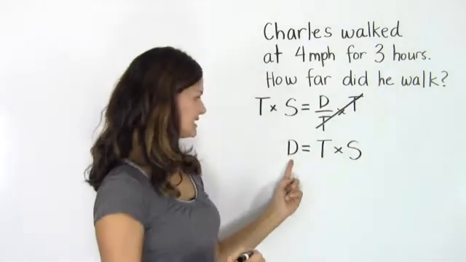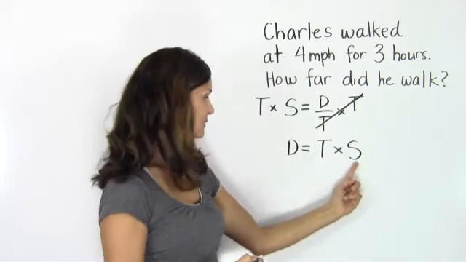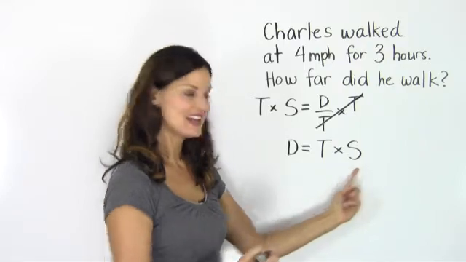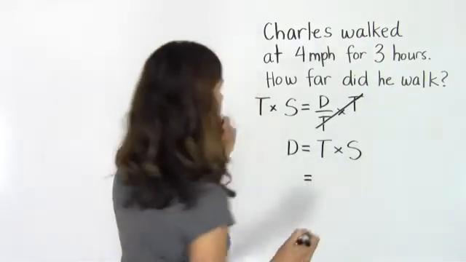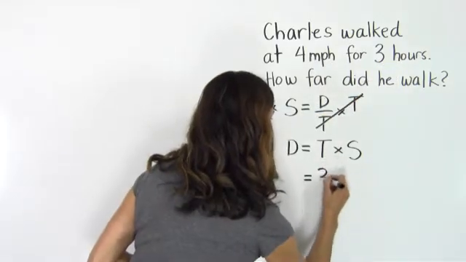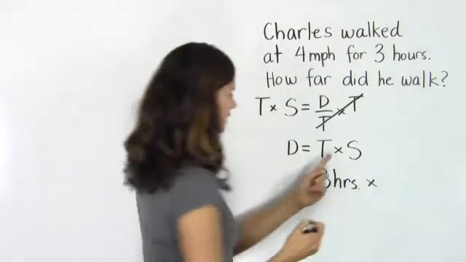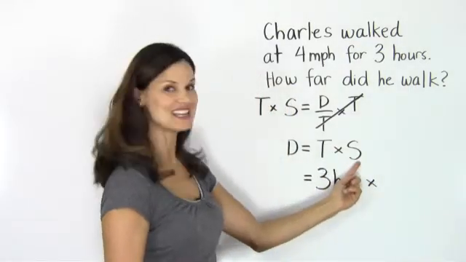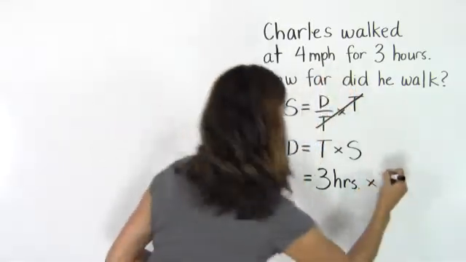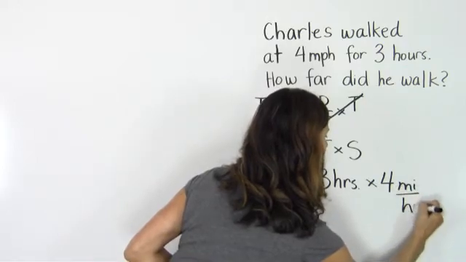So to find the distance, when I know the time and the speed, I just simply multiply time times speed. So let's look in our example for time. Time, we have 3 hours. So 3 hours is our time, and we're going to multiply that by the speed that Charles walked, 4 miles per hour. So times 4 miles per hour.